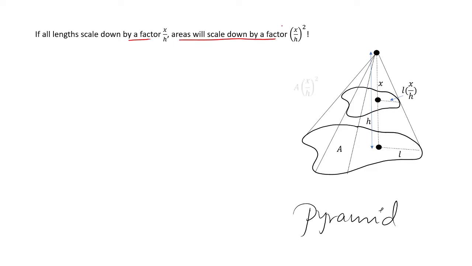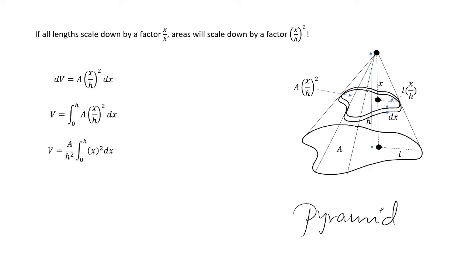So that area element there is ax by h squared, and then you can take a small slice dx length, and then you can write the volume element, and then from there you can integrate, and then you would see something very interesting, this 1 by 3 appearing here because of the integration of x square. And then you have the volume of the pyramid as 1 by 3 into a into h.